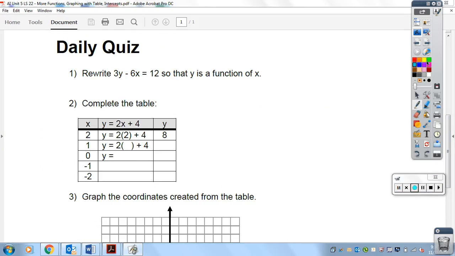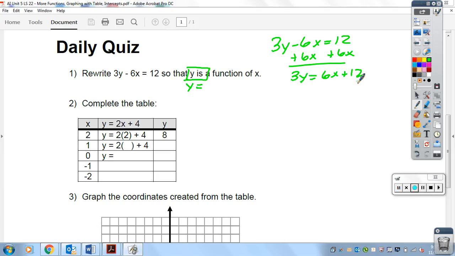The daily quiz sort of goes through an entire type of question you might have to do, but I scaffolded it, made it easy for you to do. So I'm going to take this equation with two variables, 3y minus 6x equals 12, and write y as a function of x. If you didn't remember what that means, here's a clue. Y equals. Solving for y. 3y minus 6x equals 12. First, isolate the term that contains my variable, plus 6x plus 6x. 3y equals 6x plus 12. Send the constant to the end. Divide every term by 3. Y equals 2x plus 4, which is the exact same equation we use over here.